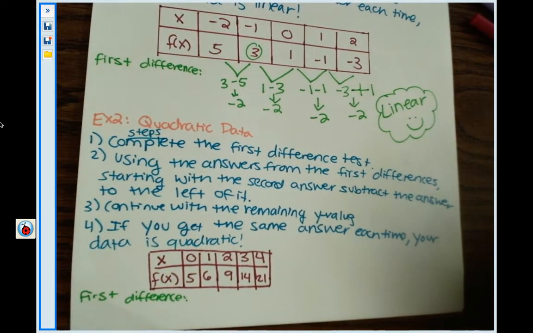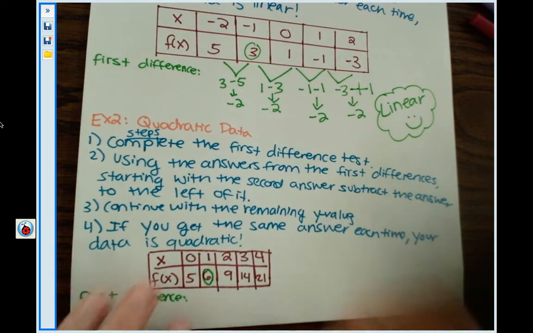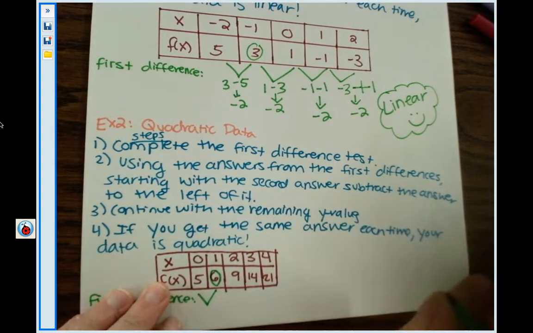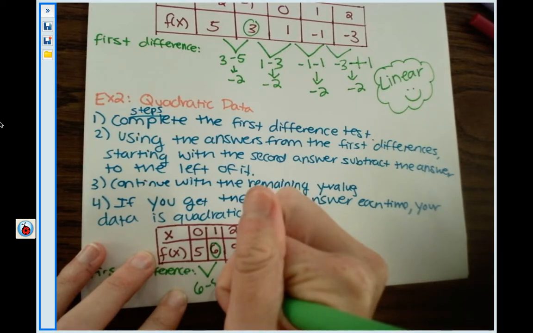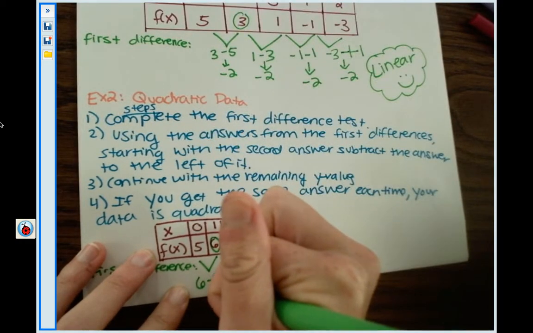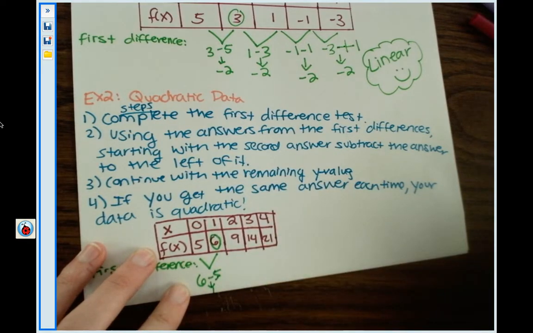Okay, so we start with the second y value from the left of my table, which is a 6, and I'm going to subtract the y value to the left of it, which is 5. So 6 minus 5 gives me a 1. Sorry, guys, I know I'm running out of space.